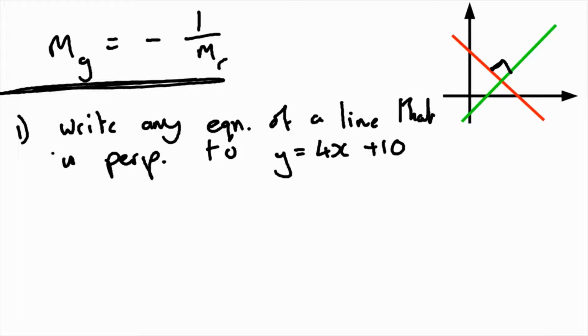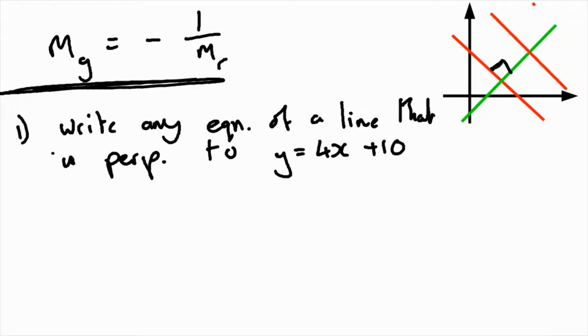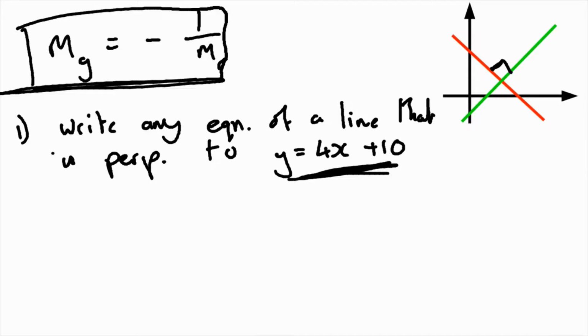Now, what is interesting to note is that y equals 4x plus 10 has an infinite number of perpendicular lines. So, for example, if this green line is the one we're interested in, any of these red lines would be perpendicular. So if we want to write an equation for a line that is perpendicular to y equals 4x plus 10, we need to look at our relationship we have above.